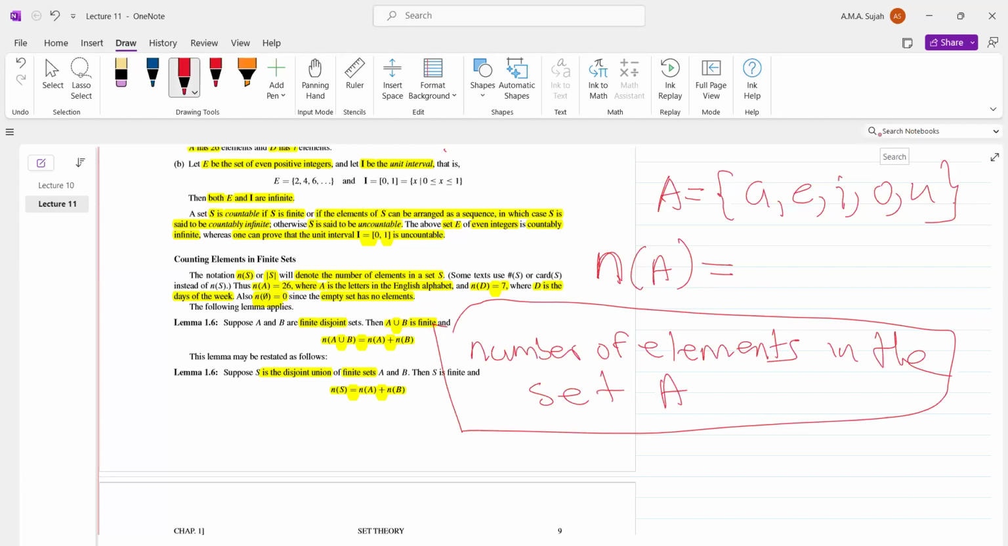Now tell me, how many elements? 1, 2, 3, 4, 5. So it is equal to 5, right? This is the way we can count the elements, right?